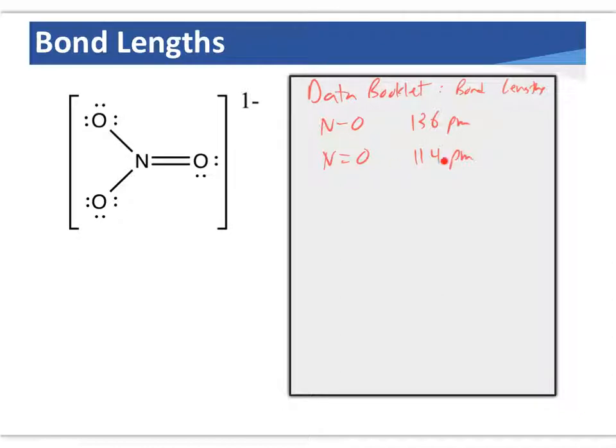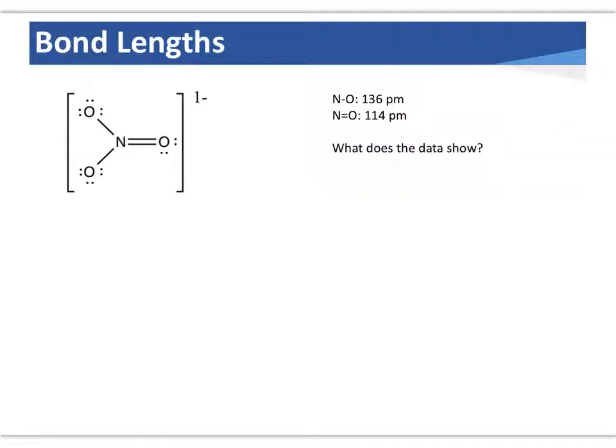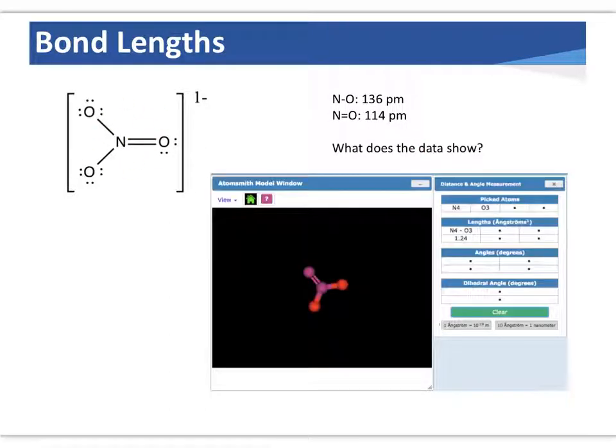So this data from our data booklet makes us think that this bond should be shorter than these 2 bonds because double bonds are typically shorter than single bonds. So these are the values from the data booklet, but what does the actual data show? Not the data booklet that gives values for bonds, but what does the data show for this ion? So let's look at Adam Smith Classroom. I found the nitrate ion. I selected a nitrogen and an oxygen, and I found the bond length, 1.24 angstroms, which is 124 picometers.